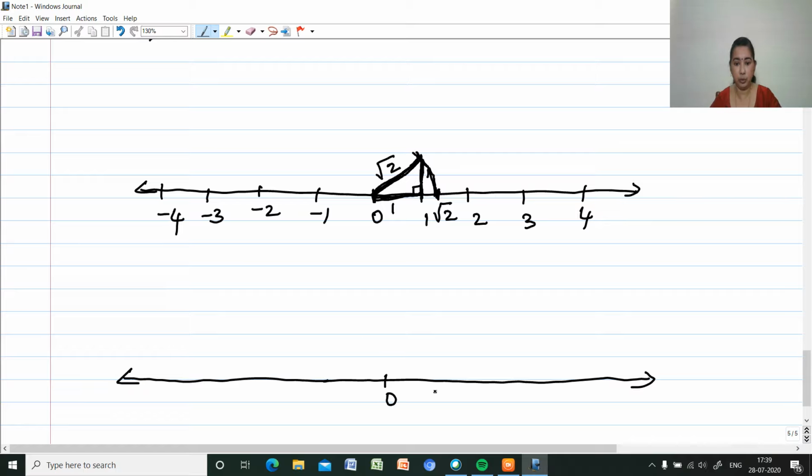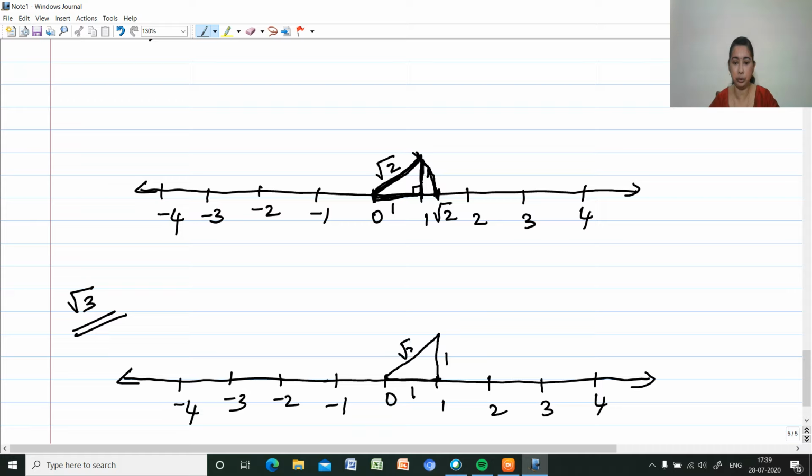Marking again 0, 1, 2, 3, 4. The other side it is -1, -2, -3, -4. So first, in order to draw square root of 3, first I have to draw root 2 itself. So root 2, all of you know to draw, you have to take 1 unit to this side, 1 unit upwards, and the diagonal length will be root 2, and you have to take the compass, take the length root 2 and cut the arc on the number line, it is root 2.